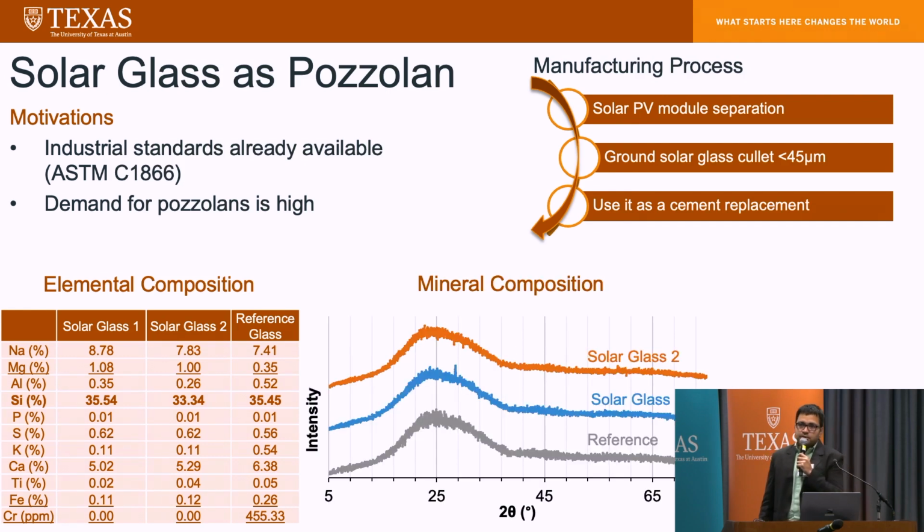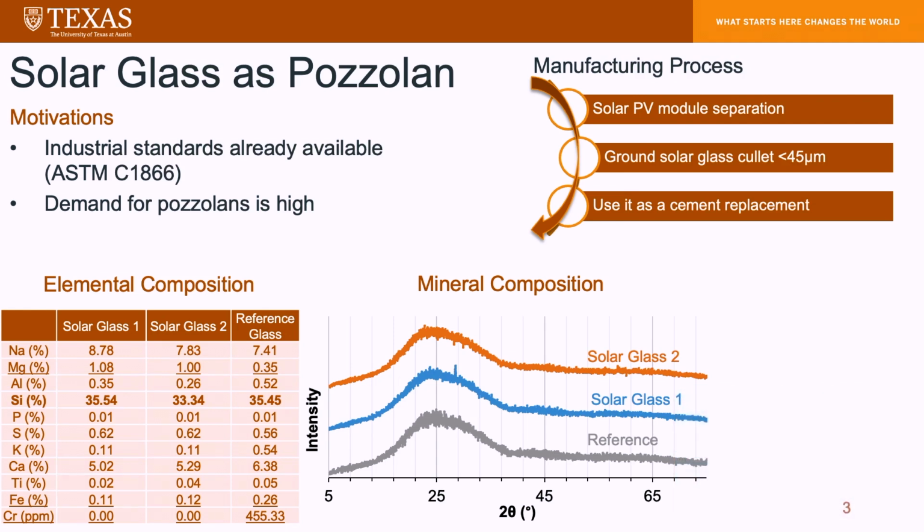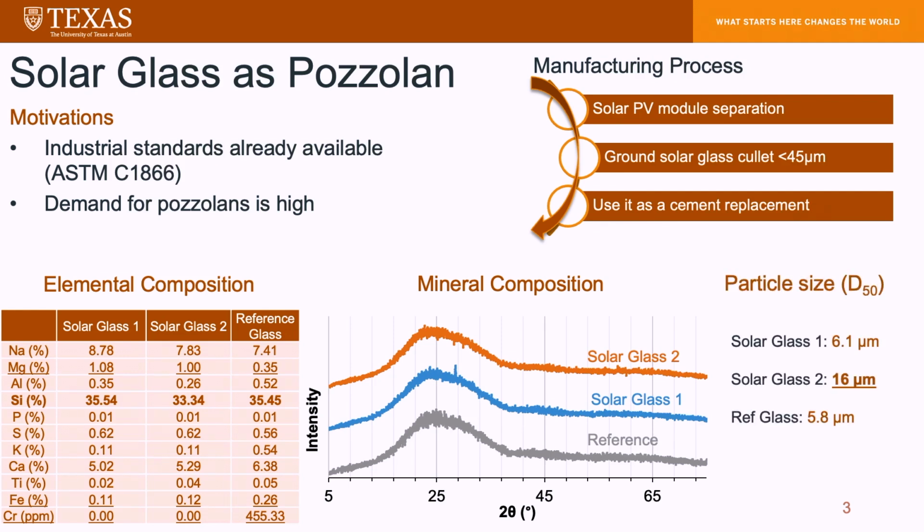In terms of mineral composition, we found that both the reference glass and solar glass 1 and 2 are fully amorphous. So this is very nice because we actually want amorphous silicate to react with the calcium hydroxide. We measured the particle size of these solar glasses and the reference glass and found that our solar glass 2 was a lot coarser than the solar glass 1 and reference glass. So this grinding was done in the lab. So there is some difference there as well. So just moving forward, remember that solar glass 2 is the coarser one.